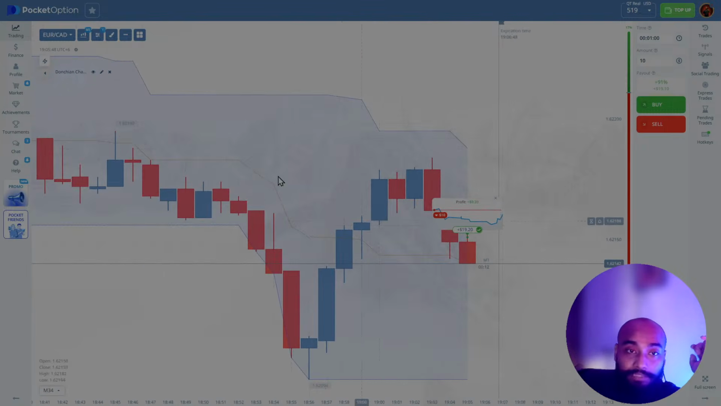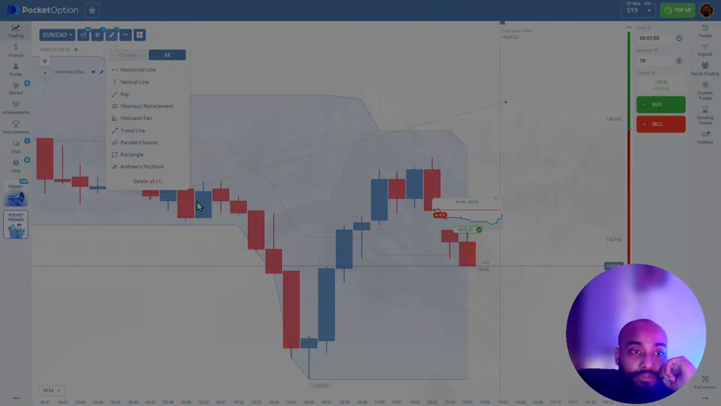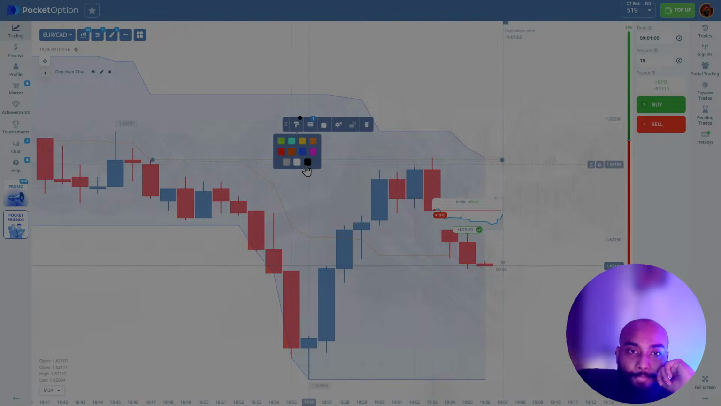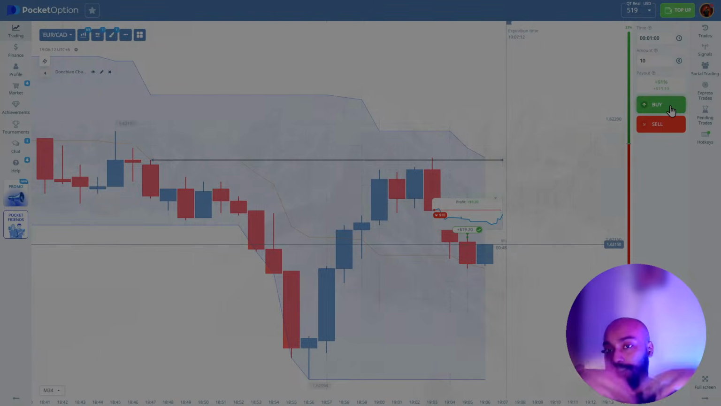This is a very good example. Let me just show you. If you look at this straight line from the middle of the Donchian channel, you will see the market has reacted, right? The market has reacted here, and we can have reactions because it aligns very well.